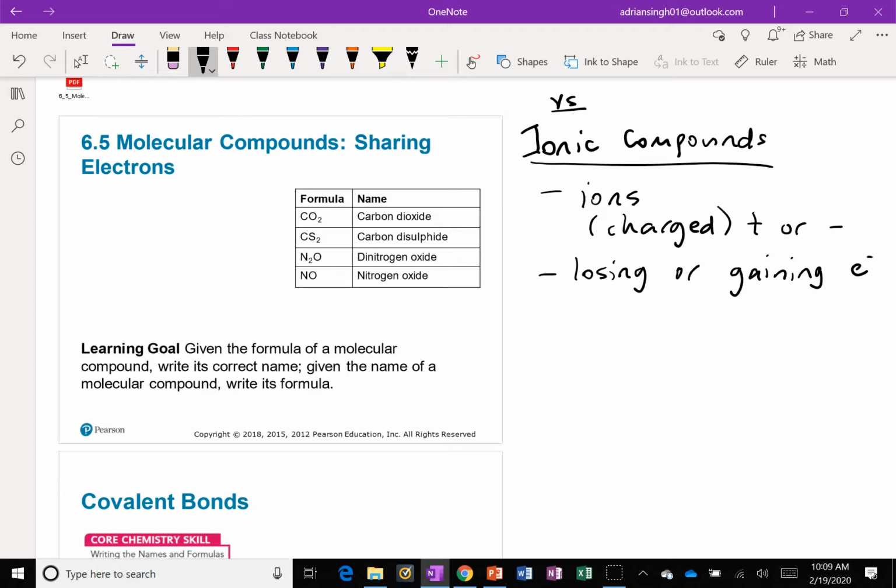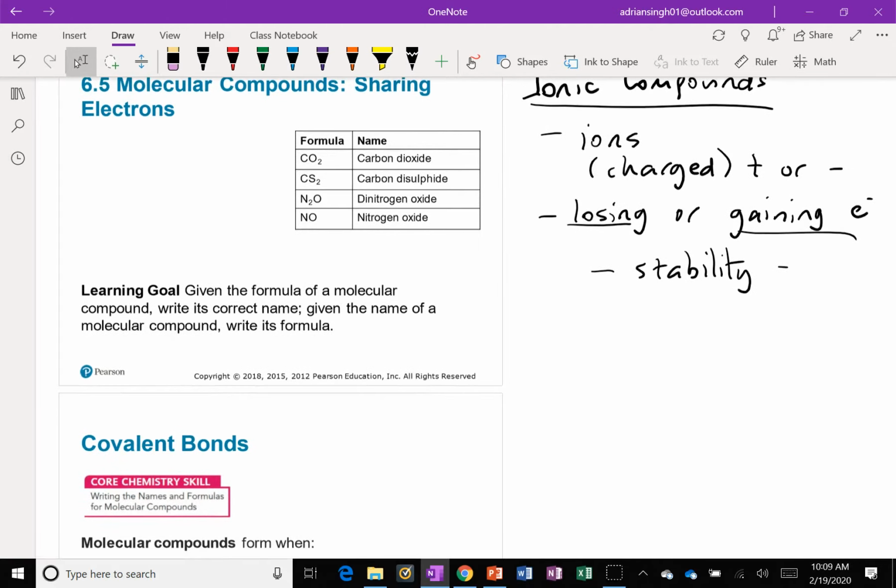So the loss or the gain of electrons, right, is one way by which these elements can become more stable. We said that that was the driving force for your elements either losing or gaining electrons. The third way by which your elements can become more stable is by sharing electrons. And that's what we're going to focus on today, and it's what you looked at in lab on Monday and what you're going to look at in lab today.